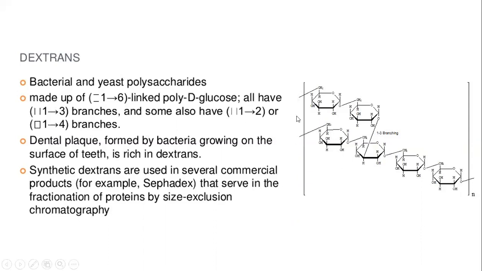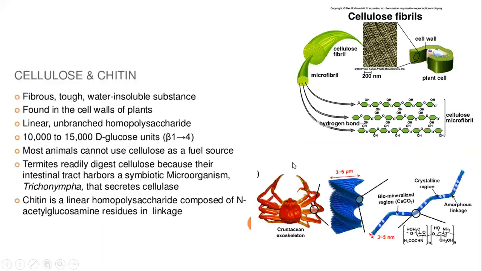This is the dextran molecule. The N represents the number of these molecules, so this is a polymer. N can be multiple, and this long chain is basically the structural unit of the bacterial and yeast cell wall.